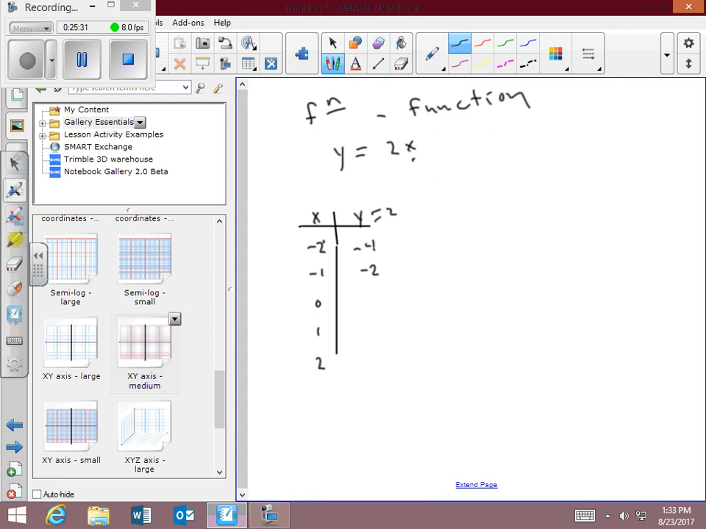This y is 2x. It's a doubling function. It just doubles whatever value there is. 0, it's 0. 1, it's 2. 2, it's 4. That's a relationship, right? It's that relationship of function.